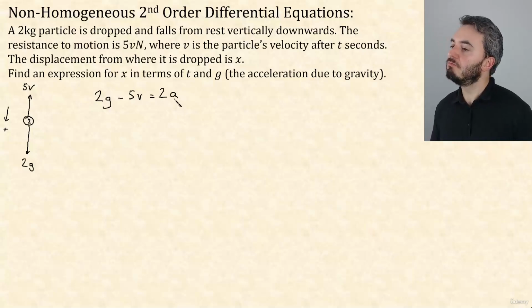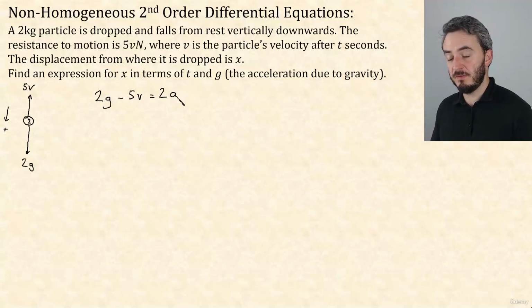Okay, so where's our differential equation? Well, recall that acceleration is the derivative of velocity with respect to time. And that's great. That would give us a differential equation, but it wouldn't give us x, which is the displacement from where it's dropped.